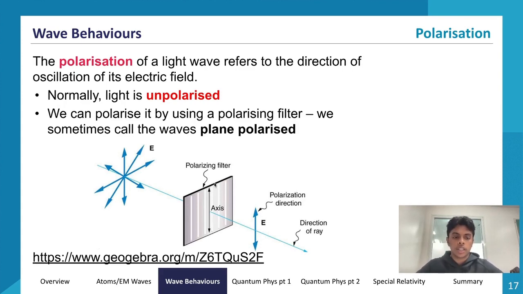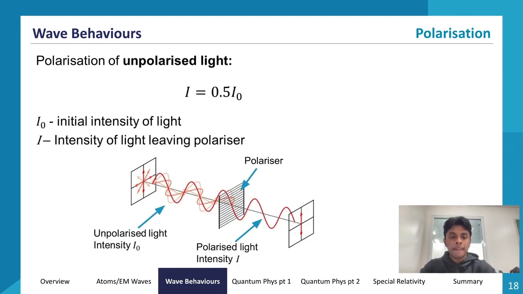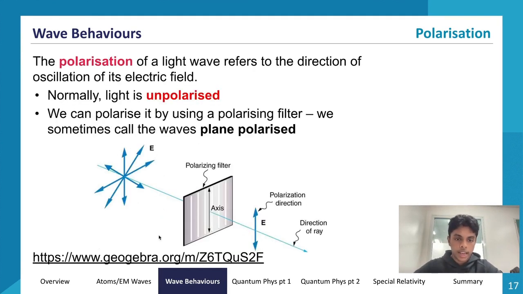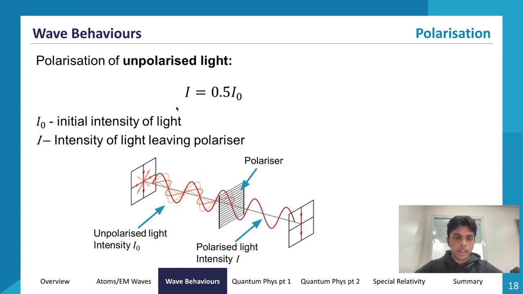So there are a couple of calculations that you also need to be able to do when talking about polarization. First, the polarization of unpolarized light. If we have unpolarized light entering a polarizing filter and then leaving it, this polarized light will have an intensity half that of the incoming light. So we have the initial intensity of light, this is the unpolarized light, and this is the polarized light. We can see that the polarized light has 0.5 the intensity of the unpolarized light. So it gets halved.